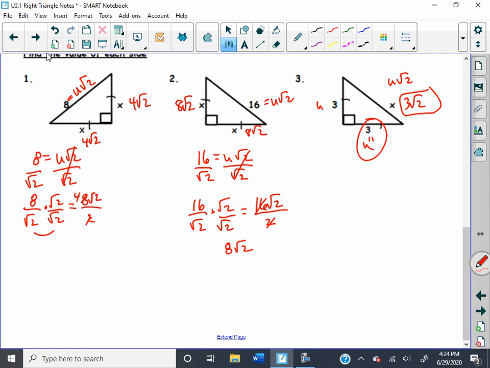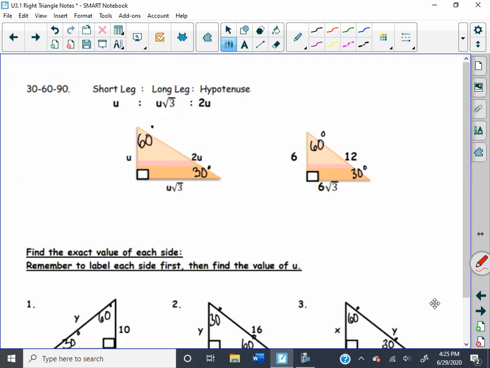Right, and so let's keep going. So now we'll look at the 30, 60, 90 triangles. So we have a short leg, a long leg, and hypotenuse. So the short leg we call u. We call the long leg u radical 3, and the hypotenuse is 2 times u. So everything revolves off the short leg. So the short leg is going to be the side that's opposite the 30 degrees, and then the long leg will be opposite the 60, and the hypotenuse is always 2 times u, 2u. And so you can see how the ratio sides are broken down and labeled on the right triangle.